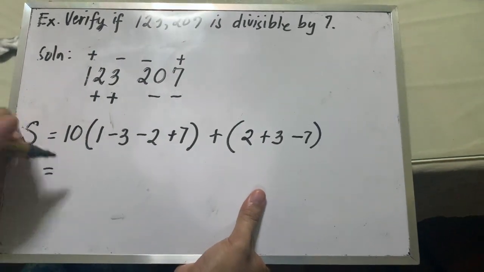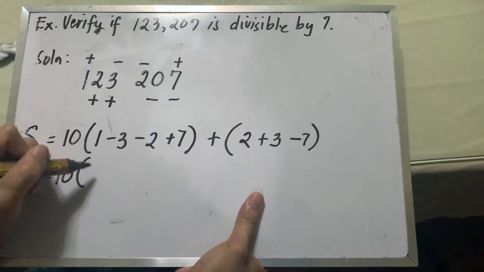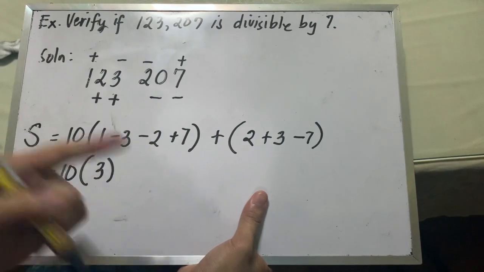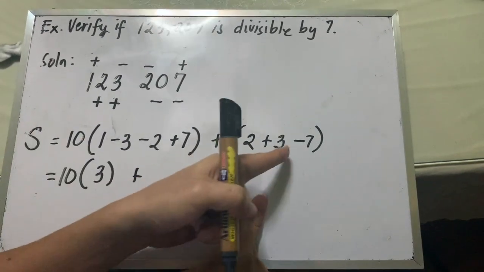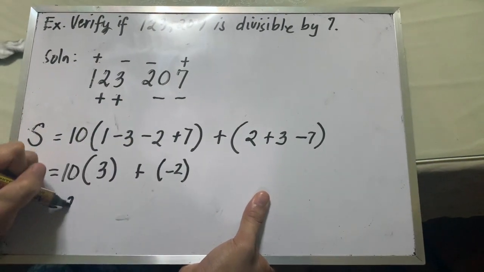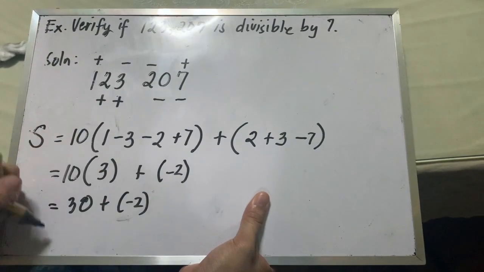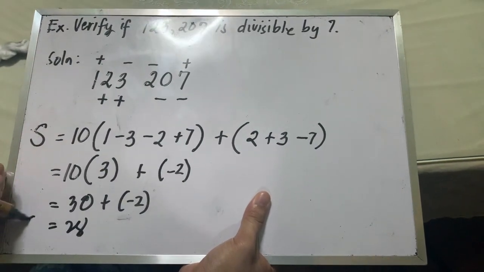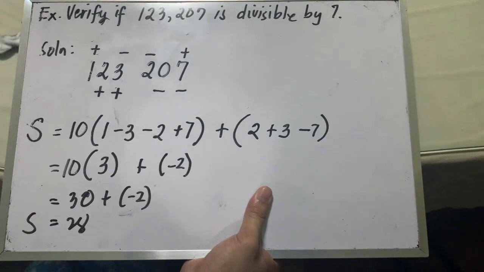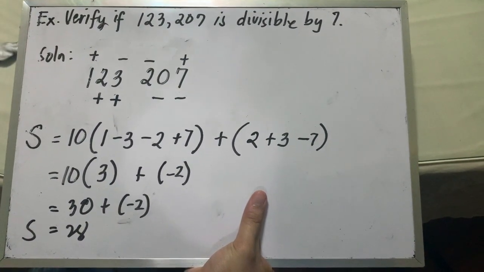So this is what we're going to do. We need to simplify. So this becomes 10 times 8 minus... this is 3: 5 plus 8 plus negative 5 is 3. Plus this is 5 minus 7 is negative 2. So here, this is 30 plus negative 2, which is 28. Since 28 is equal to S and 28 is divisible by 7, now it shows that this number is divisible by 7 as well.